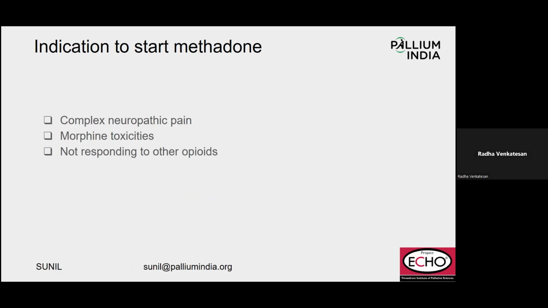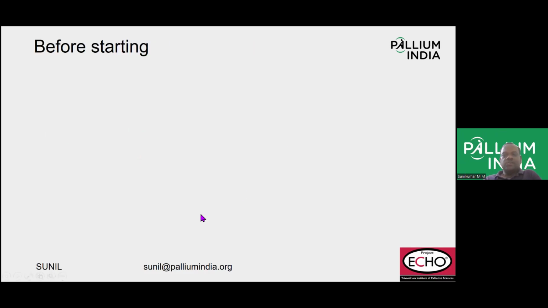Okay, thank you. So here the indications are: one is complex neuropathic pain, and as you told, morphine toxicity. And the other indication is it is not responding to other opioids. Patient has received tramadol and morphine. So refractory to other opioids is also an indication to start this patient on methadone. Okay. So these are the 3 indications. So before you start this patient on methadone, what all should you do?